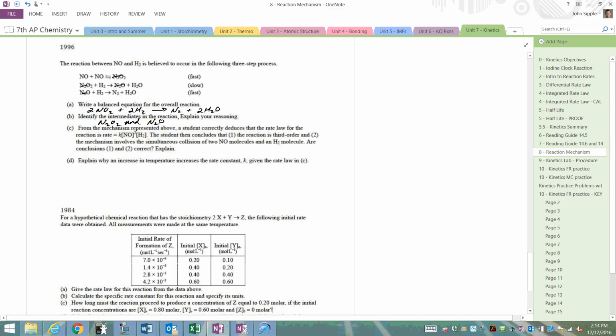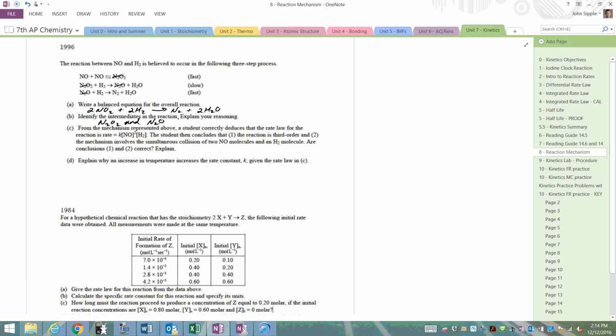All right, is everybody through A and B? Start to work on C. Okay, so C is telling us that a student says the rate law for this reaction is rate equal to K times nitrogen monoxide squared times the concentration of hydrogen gas. The student then concludes that, number one, the reaction is third order.